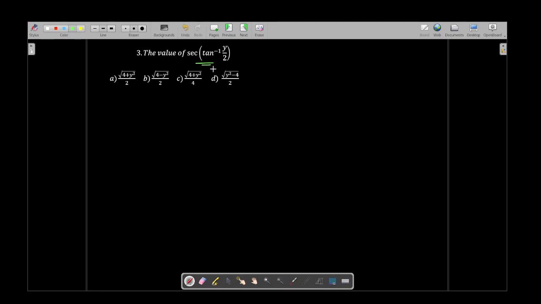We need to find the value of secant of tan inverse of y by 2. So let's take a triangle. This is opposite, this is adjacent, because we have tan here, y and 2. The hypotenuse is square root of y square plus 2 square, which is 4, so square root of y square plus 4.